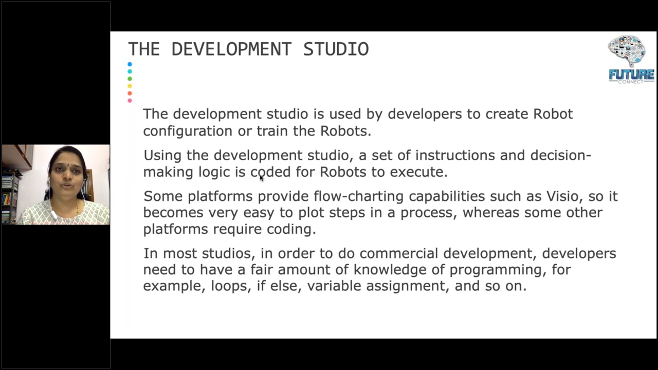I tell the robot which step to do first, which second, which third, and if a decision has to be made, if then else. If this happens, where it should go; if that process doesn't happen, where it has to go. That flowcharting is done in the development studio. It is like putting your MS Visio documentation into the software. From the name itself, we can understand it is the place where we develop the sequence of activities to be done after doing the recording.